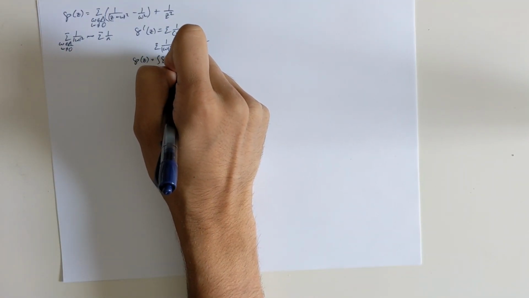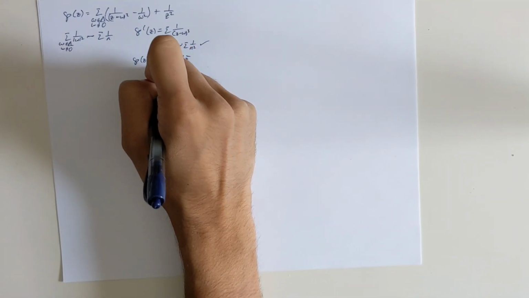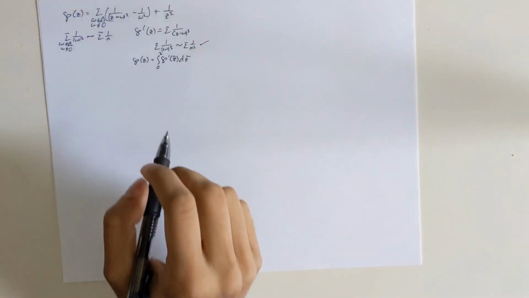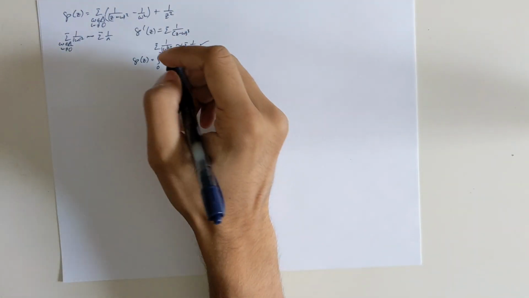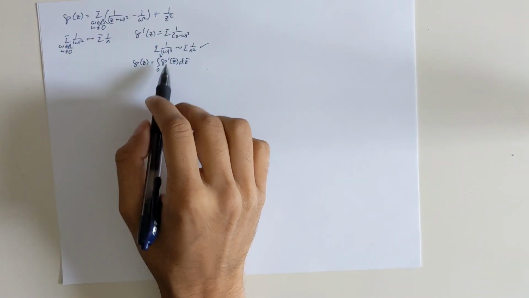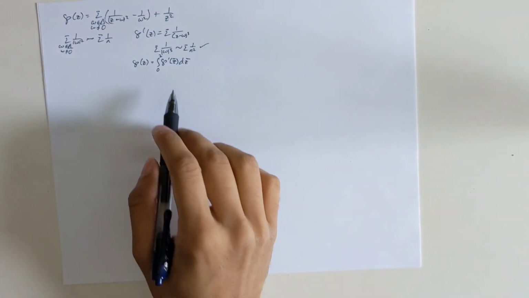I guess, p prime of z bar dz bar going from 0 to z. If you do that, then you'll end up getting something like this, which comes from subtracting off the value of this guy at 0. And you want to ignore the pole at 0 there, whatever.